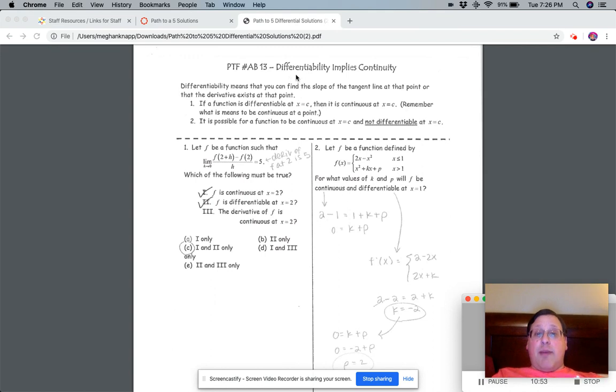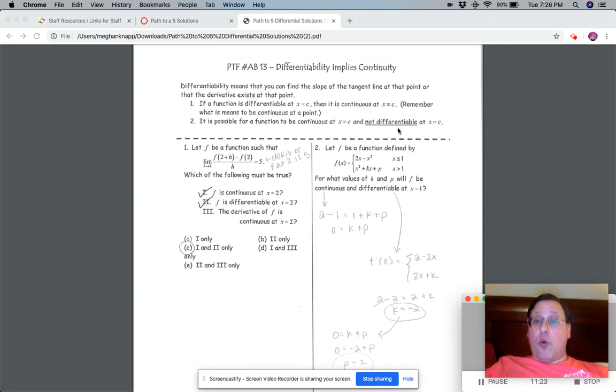Here they're talking about differentiability implies continuity. This is one of those important things we've talked about, that if a derivative exists, a function must be continuous, guaranteed. Differentiable is a strong statement. It does not work the other way. We can be continuous with no derivative. Our standard example of that is the absolute value function, where we have that sharp corner.